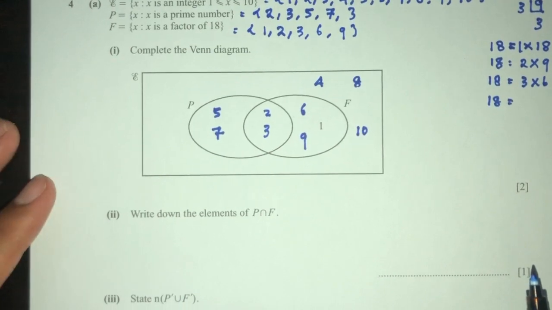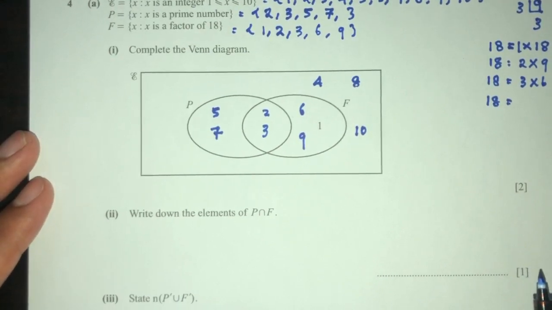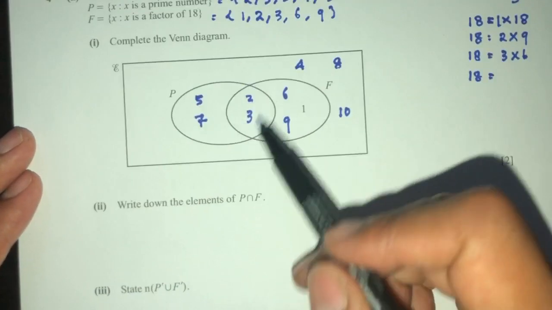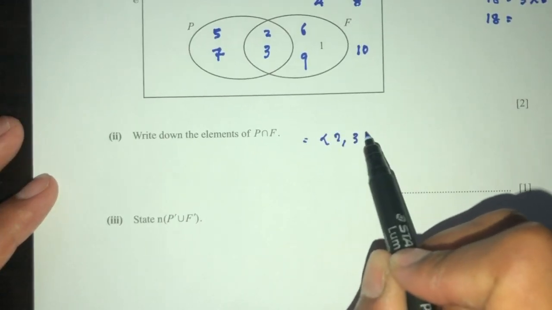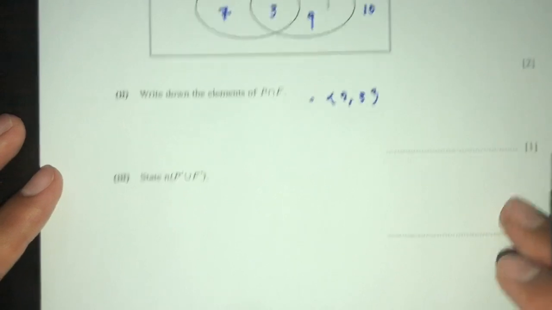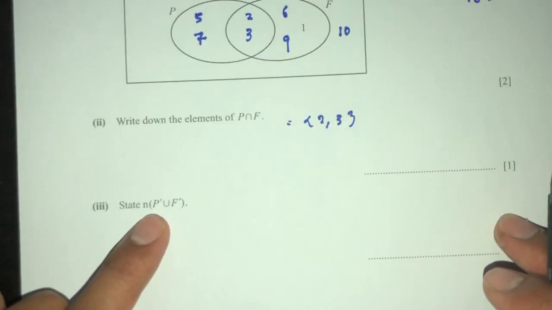Now for part 2, we have to write down the elements of P intersecting F. You can see these are the ones, so you can write set of 2 and 3. That is only one mark. Now we have to state the number of elements which is in this set.